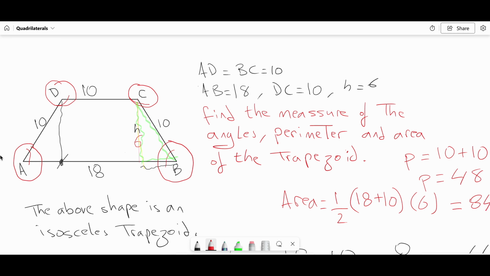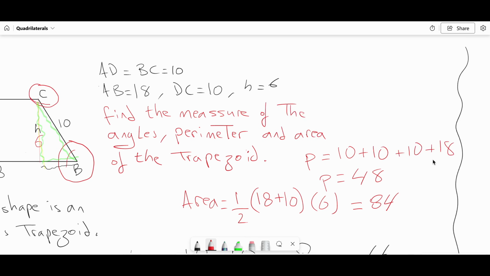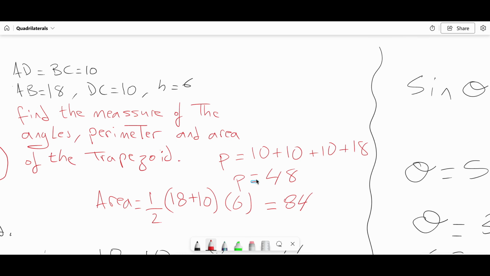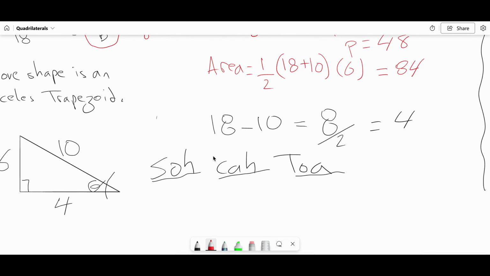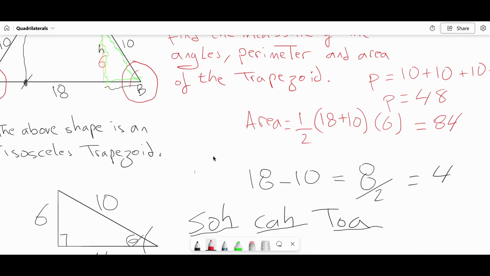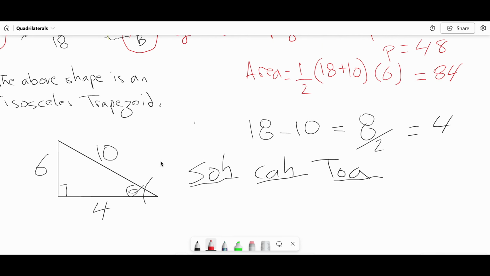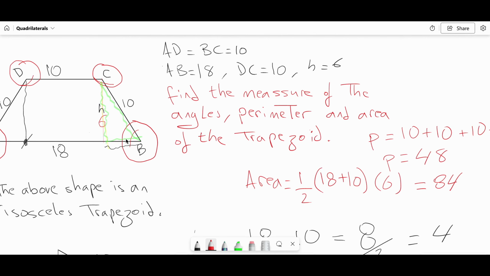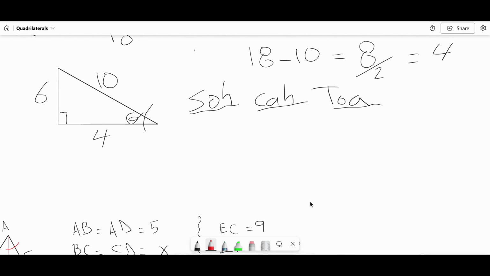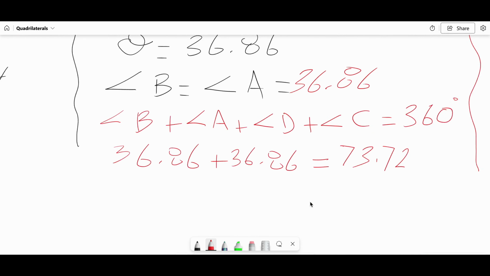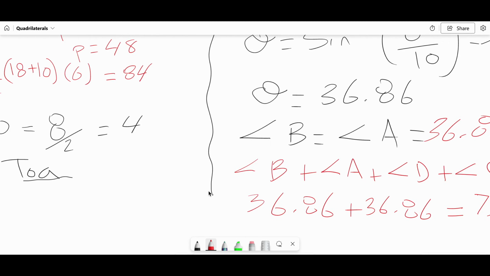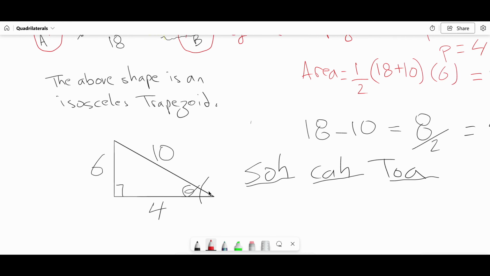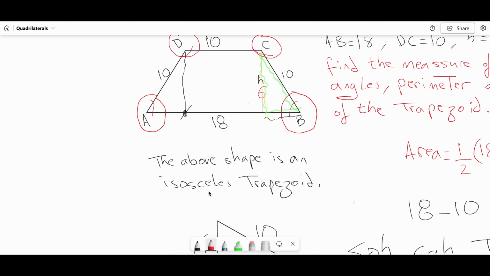So we found the perimeter, which is equal to 48. We found the area, which is equal to 84. Using SOHCAHTOA, we were able to find this angle theta. We took out this right triangle here, highlighted in green. And we were able to find angle B and angle A. Each one of them is equal to how much? 36.86.